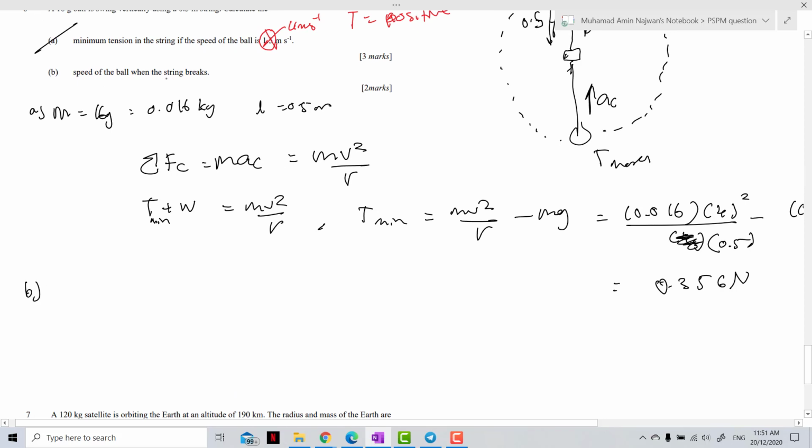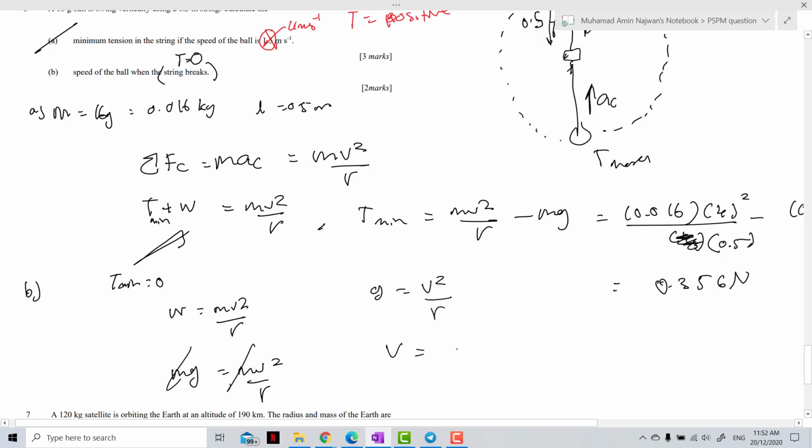Now for question 6B, the speed of the ball when the string breaks. So when the string breaks, what does it mean? Your tension equals zero. So using back this equation, but T min equals 0, you will get W equals mv square over r. W will equal mg equals mv square over r. So m cancels, and you get g equal to v square over r. So v equals the square root of gr. Okay, so the square root of g, which is 9.81, r is 0.5. So from here, you get your velocity equal to 2.21 meters per second.